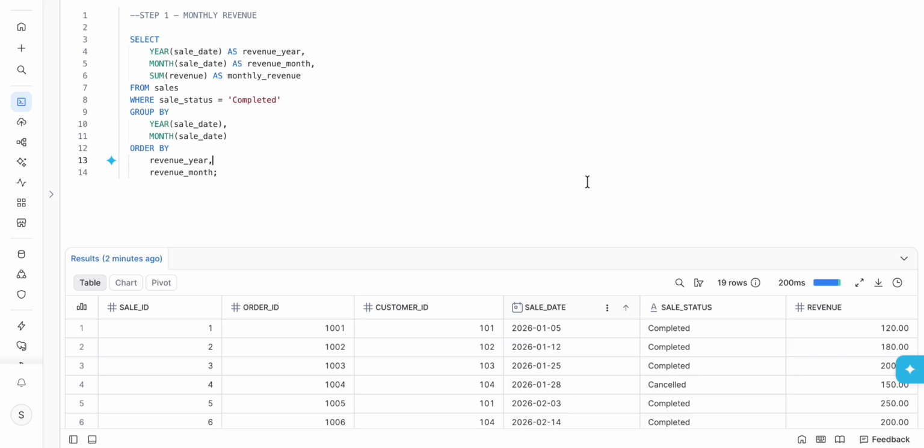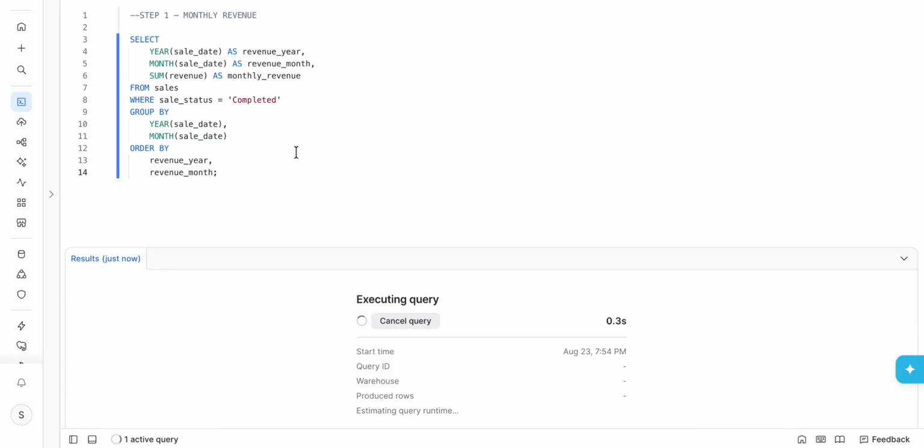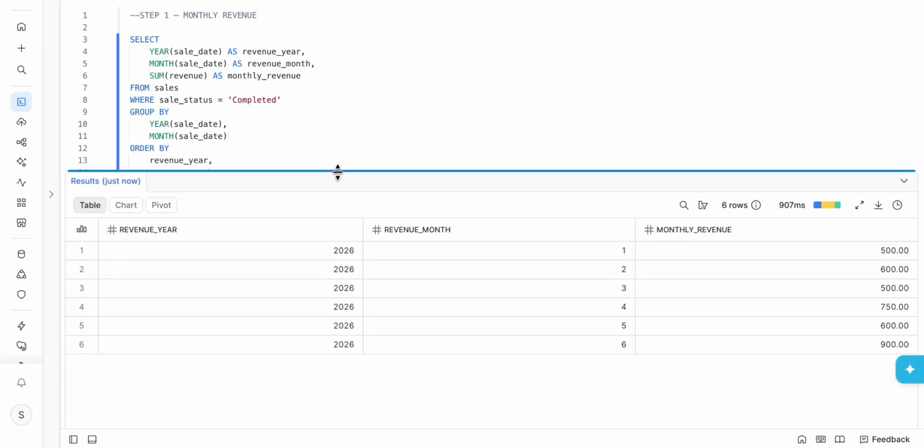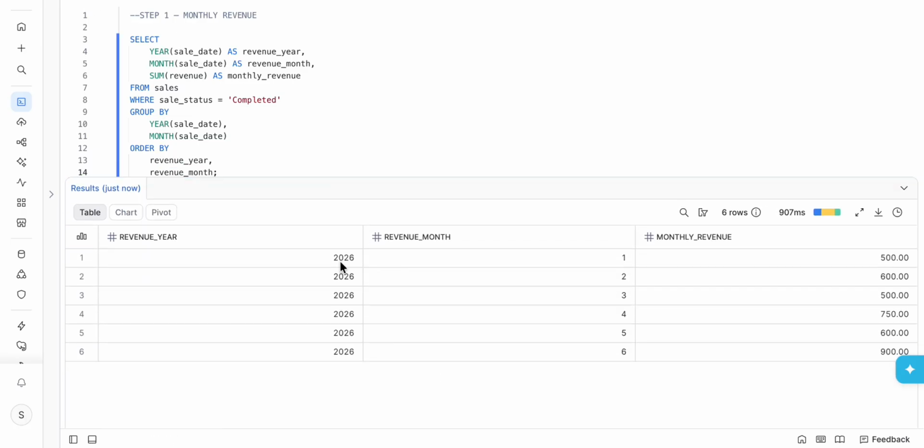Okay, so let's calculate the monthly revenue. First I'm going to filter to only include completed sales. Then I'll extract the year and month from the sale date. And finally, I will sum the revenue and group by year and month. Let's run this query. So we can see for month 1 through 6, January to June, we have a monthly revenue.